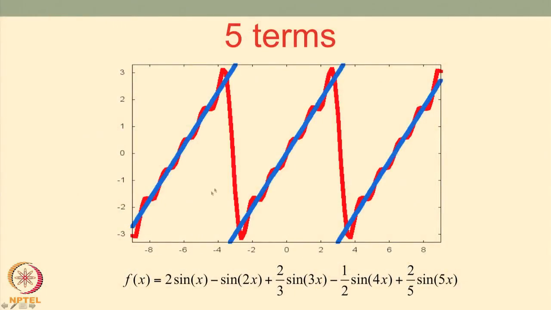So I can write an equation for the protein which is a repeating function like this. I could write 2 sin x minus sin 2x plus 2 by 3 sin 3x minus half sin 4x plus 2 by 5 sin 5x. This equation written here is a function which can be approximated to a sawtooth like function. I can write more terms and get a more precise function.